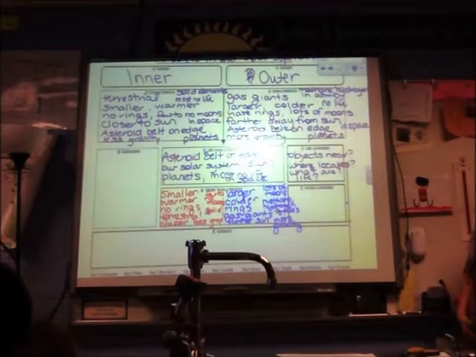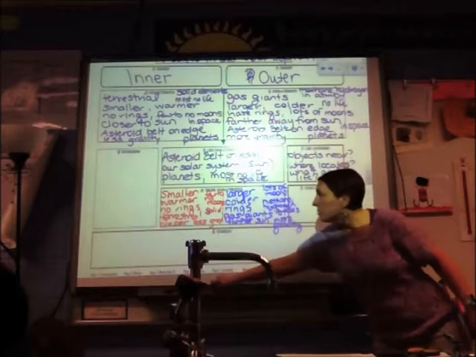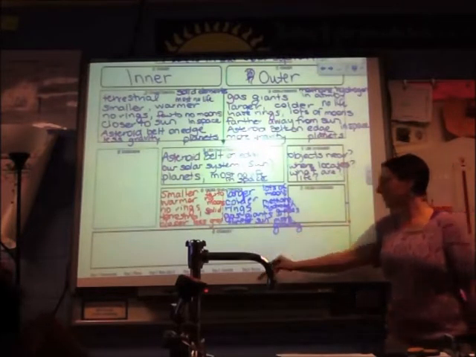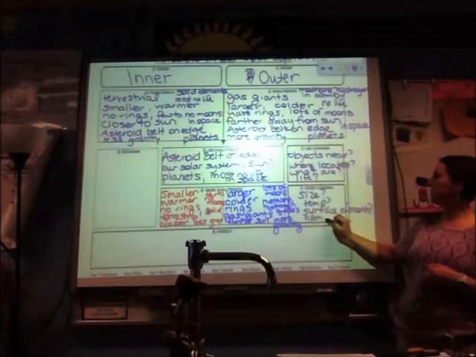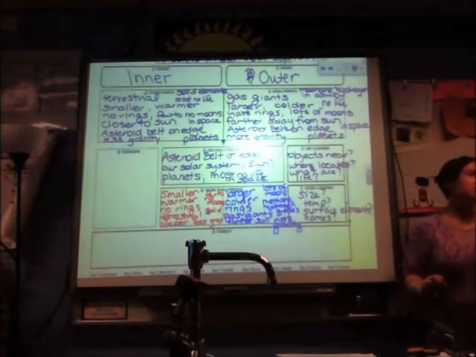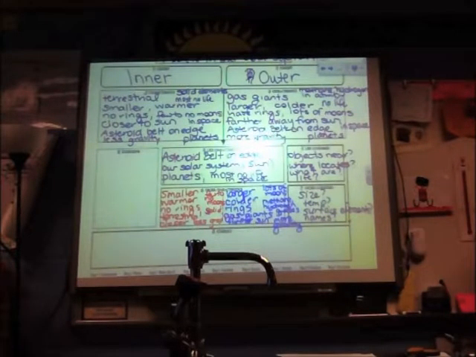Otherwise, unlike categories, sizes. I was just about to say. Size. We only listed terrestrial and gas giant. Could we have listed all the individual names? Yes, we could have.